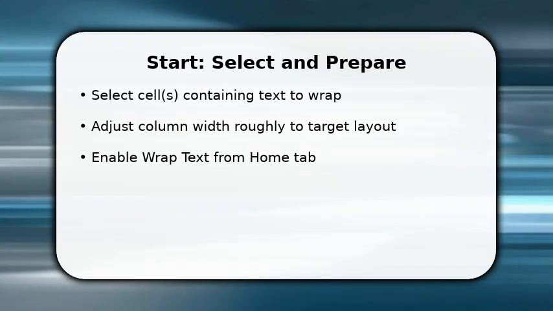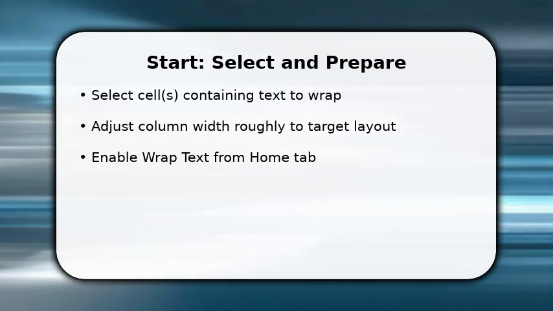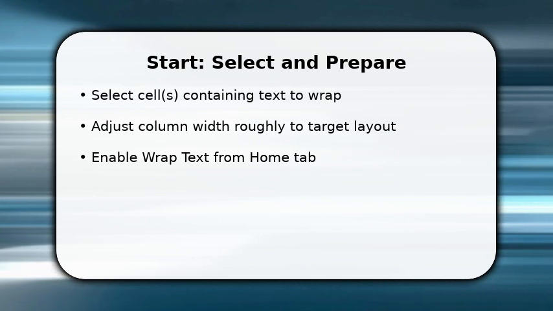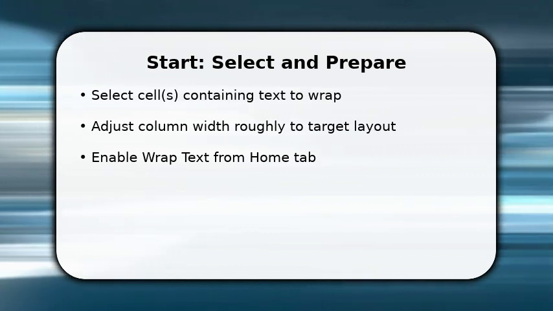You begin by selecting the cell or range that contains the long text you want to wrap. Once selected, make sure the column width is set approximately where you want line breaks to occur. This controls natural wrap points. Then, on the Home tab, click Wrap Text. That tells Excel to break lines inside the cell rather than overflow.